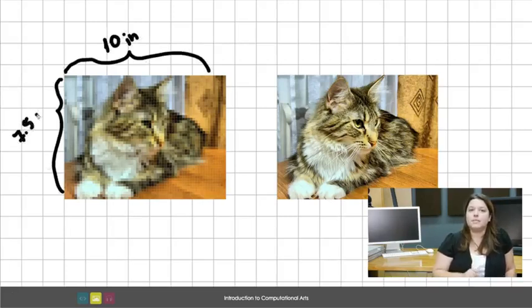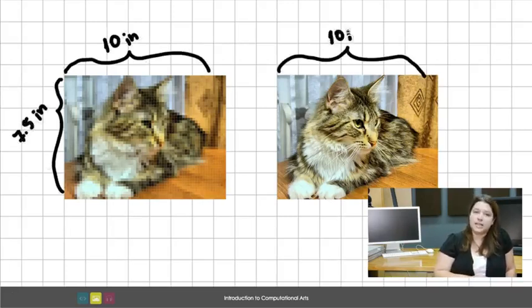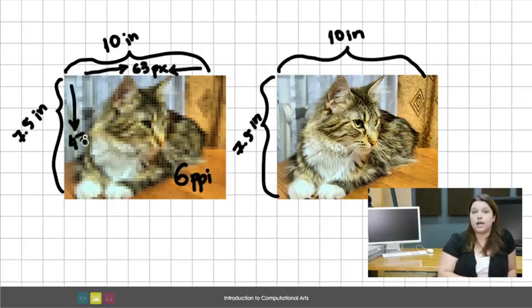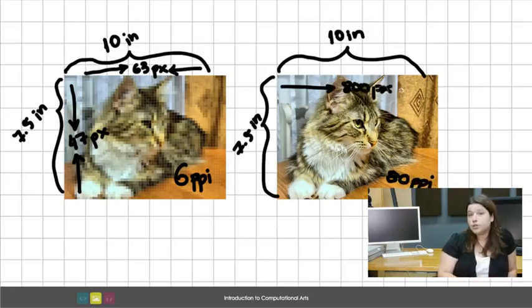Now let's look at the same image set up in different ways. In both cases, the image has been set to be output at 10 inches by 7.5 inches. But here on the left image, we have a resolution of 6 ppi, and it's 63 pixels wide by 47 pixels high. On the right, you see the same image at a resolution of 80 ppi, with the dimensions of 800 pixels wide by 600 pixels high.